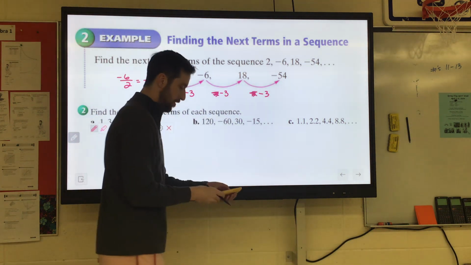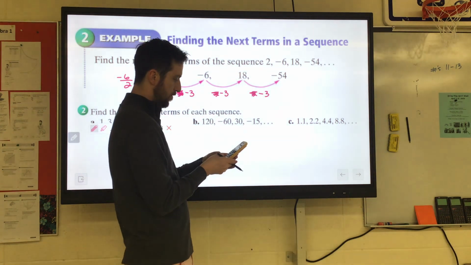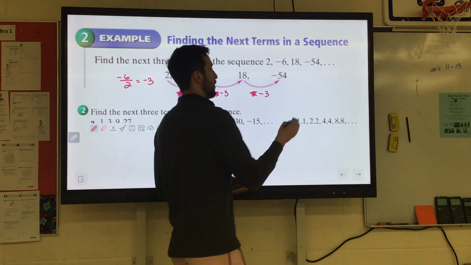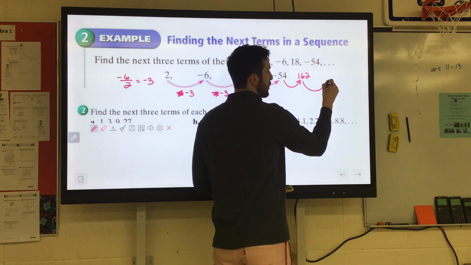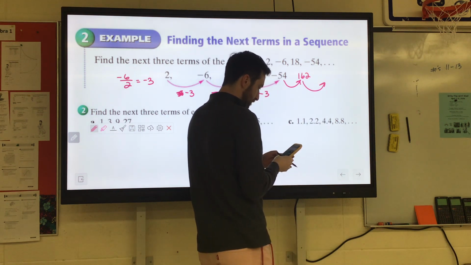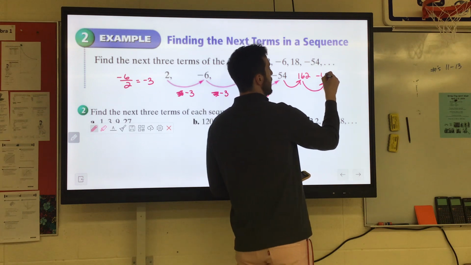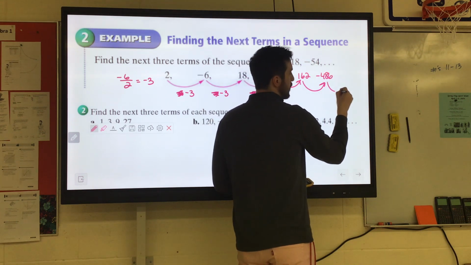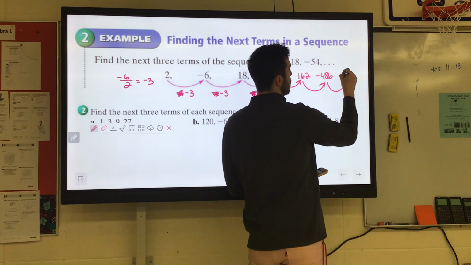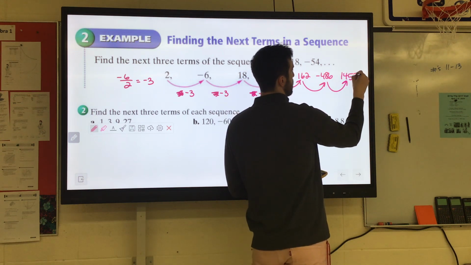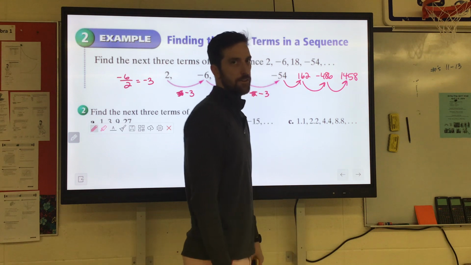So if we kept that going, negative 54 times negative 3 goes to positive 162. I'm going to multiply that by negative 3, and I get negative 486. I'm going to multiply that by negative 3, and I get 1458, which happens to be the year my grandfather was born.